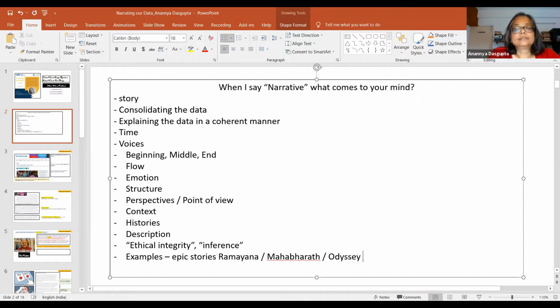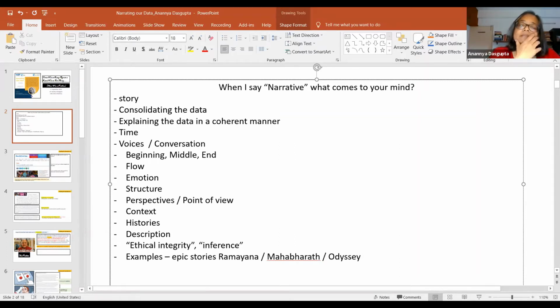We have another response saying conversation. Yeah. When I said this is interesting, we will get to this. So I'll put that next to voices, actually. Why don't I do that? Conversation. Right. So then when there are voices, the voices may be talking to each other, and that construction is a part of the narrative. Yes, I agree. So thank you so much.